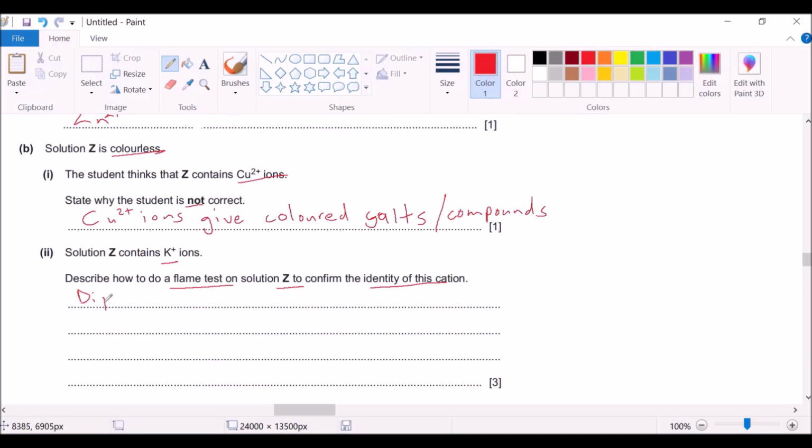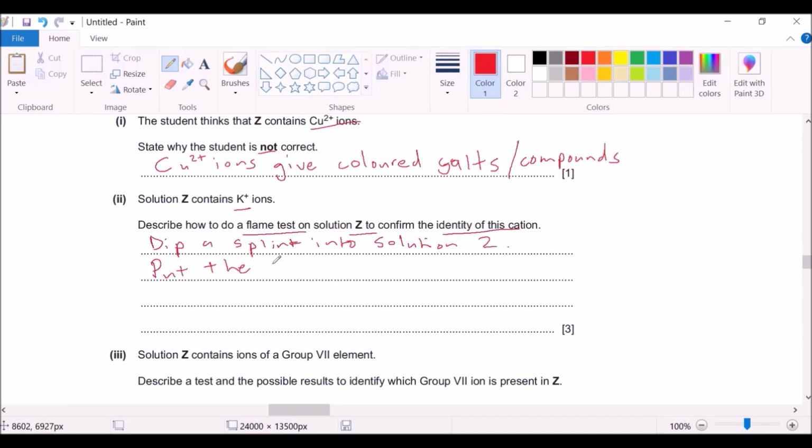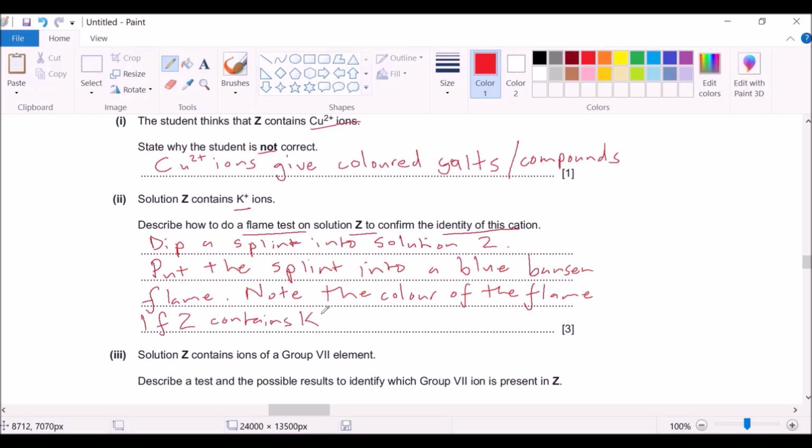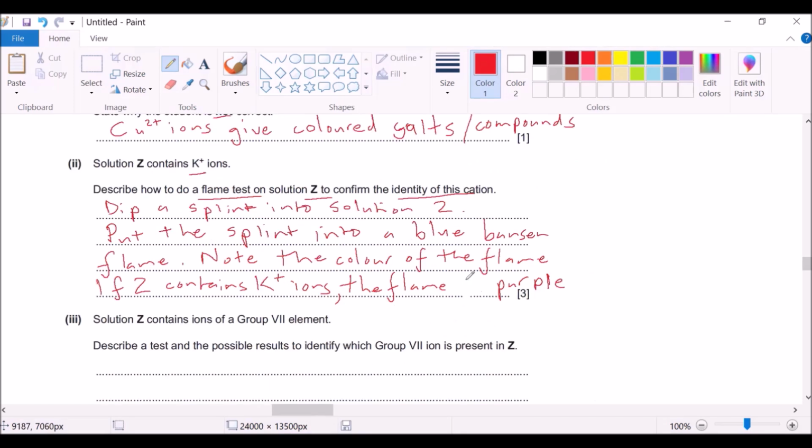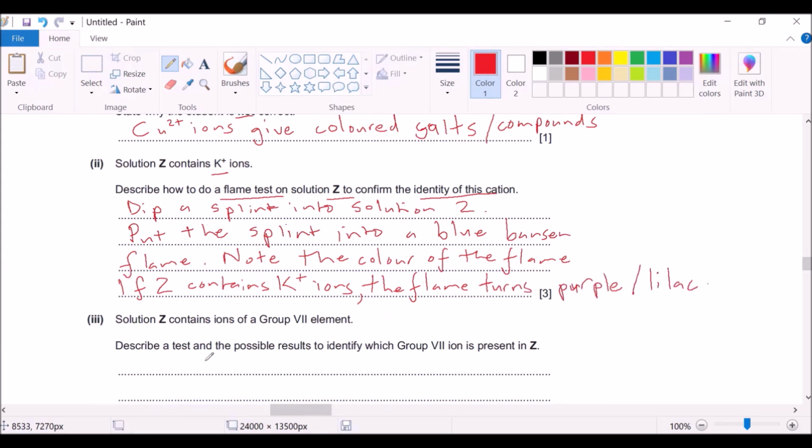First, we dip a splint into solution Z. Then we put the splint into a blue Bunsen flame. Then we note the color of the flame. If Z contains potassium ions, the flame turns purple or lilac.